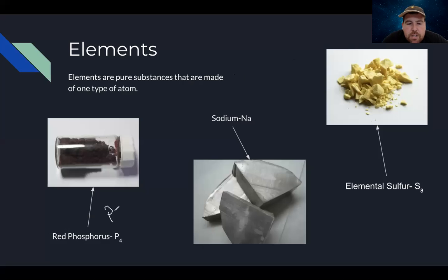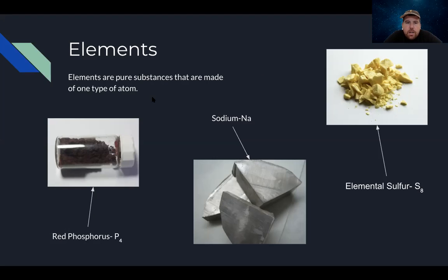Even though in phosphorus here we have 4 phosphorus atoms chemically combined together, it is still considered an element, because an element and an atom are slightly different things. I always like to think of an element as a specific type of atom. By definition, an element is a pure substance made of 1 type of atom. So since these are all phosphorus atoms, this is considered an elemental form of phosphorus. Same with the sulfur. There are 8 sulfur atoms bonded together in an elemental sulfur molecule.